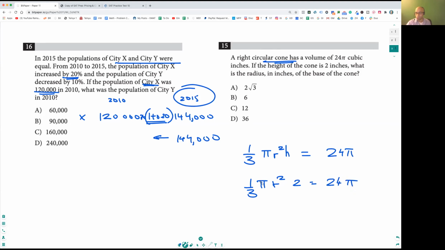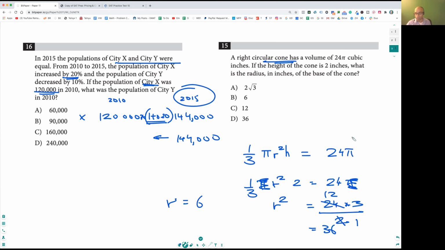Now it's simple. All you gotta do is get rid of the pi, right? And then r squared is equal to, right, 24 multiplied by 3, right? Because the 3 goes to the top, and divide by 2. This part is super easy, right? And then all you got to do is 2 times 1 is 2 and 12. So this becomes r squared is 36. And so if r squared is 36, then r is equal to 6.